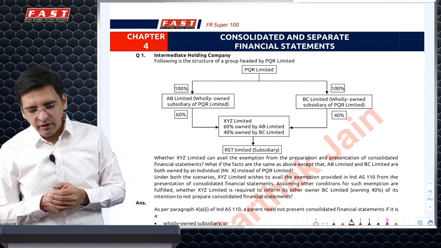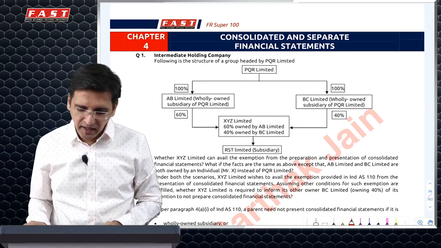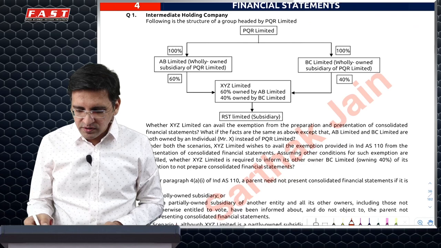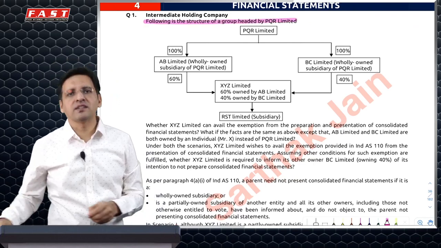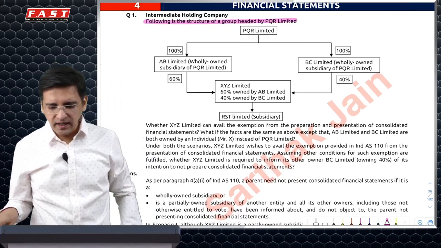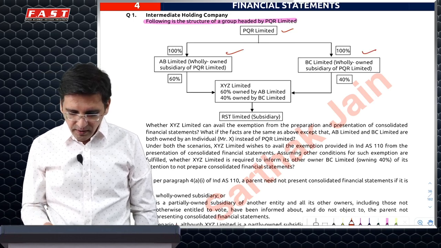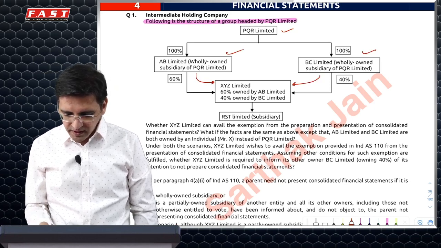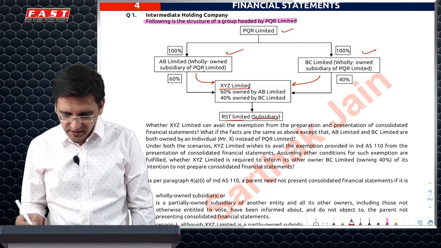aspects behind them. First and foremost, I've taken some questions possibly expected as 5-mark questions. Most of these questions were newly added in SM 2021 and have not yet been asked. Very quickly, this question says that there is this PQR at the top, and then it has two wholly owned subsidiaries. Both of them have investment in XYZ, which is a subsidiary of AB, and then it has another subsidiary, RST.